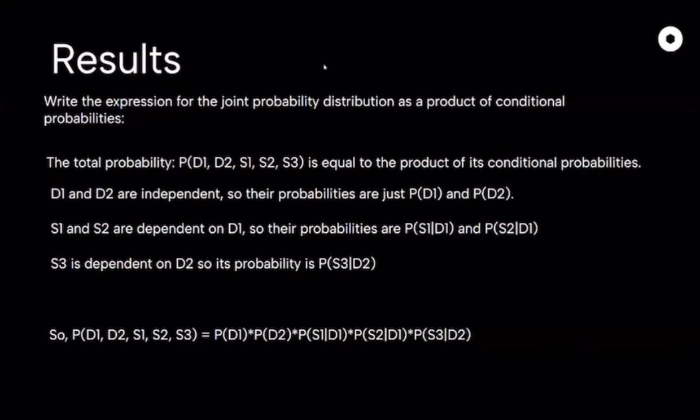So we want to write the expression for the joint probability distribution as a product of conditional probabilities. Basically, since D1 and D2 are independent, you just do P(D1), P(D2). S1 and S2 are dependent on D1, so the probabilities are S1 given D1 and S2 given D1. S3 is dependent on D2, so it's S3 given D2. And then multiplying all these is how you get the product of conditional probabilities.